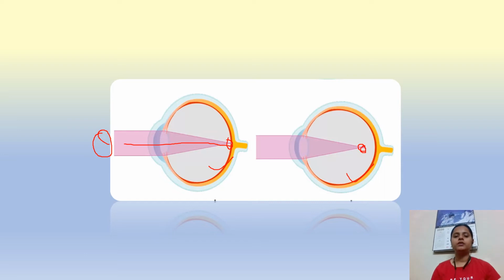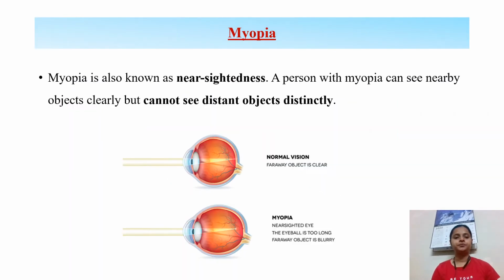Yes, so now let's move further. This defect in which the image is formed in front of the retina is called myopia. What is it called? Myopia. Now let's see what is myopia. Here it is written that myopia is also known as nearsightedness. Students, do remember it is known as nearsightedness. A person with myopia can see nearby objects clearly, but cannot see distant objects clearly.